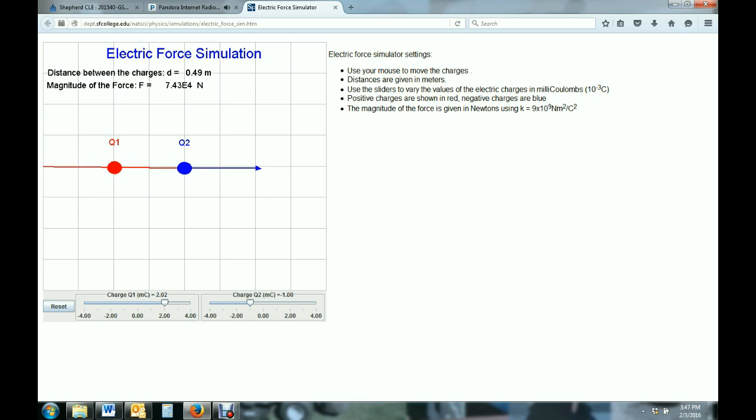roughly, does my force go up by a factor of 4? I was at 1.81. And if I multiply that by 4, I get 7.24. Here I'm at 7.43, but I don't exactly have the distance down to 0.5. I have it at 0.49, so it's close. So double the distance, the force goes down by a factor of 4. Half the distance, the force goes up by a factor of 4.